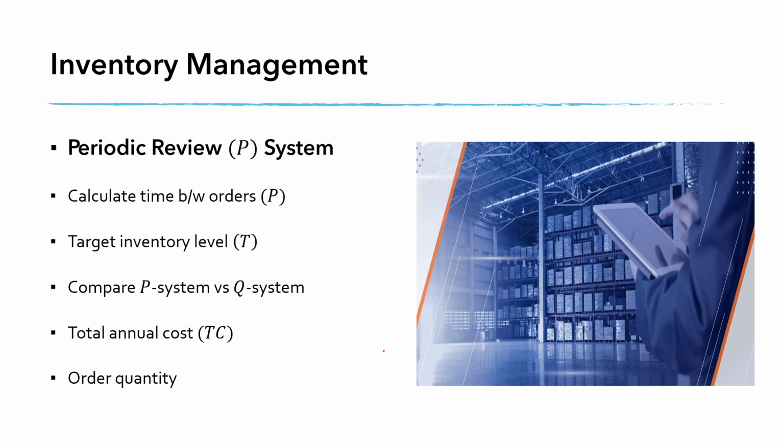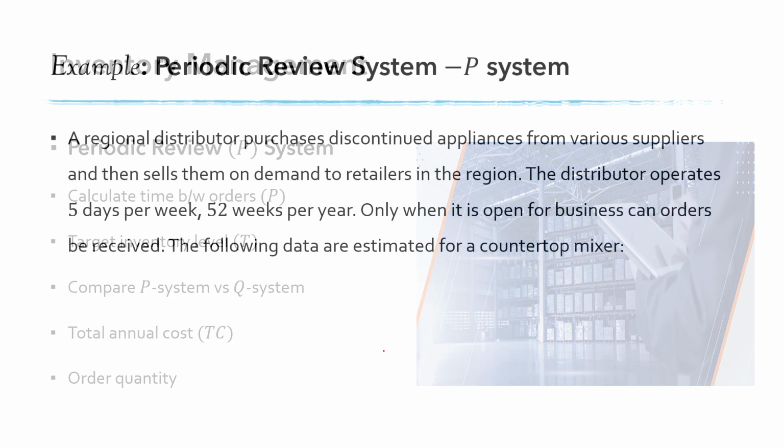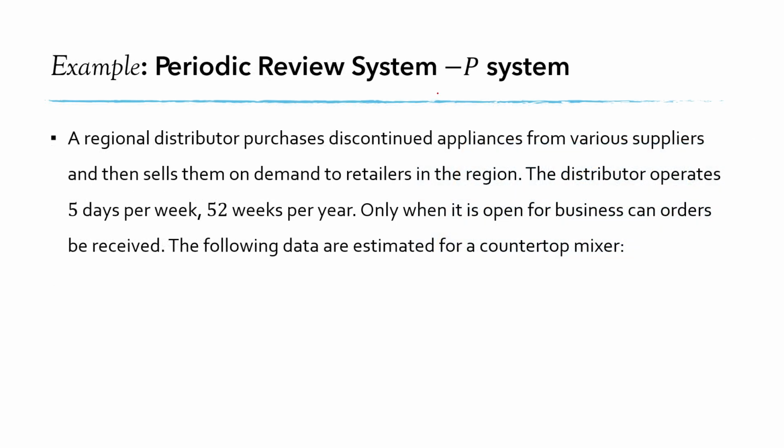Hi everyone. In this video we will discuss the periodic review system or P system. We have the information of a distributor. The distributor purchases discontinued appliances from various suppliers and then sells them on demand to the retailers in the region.